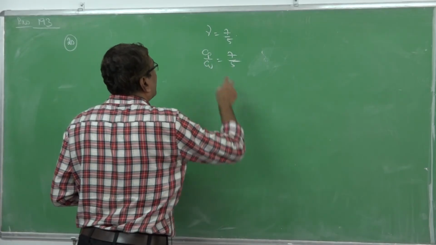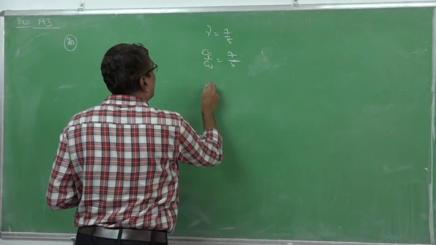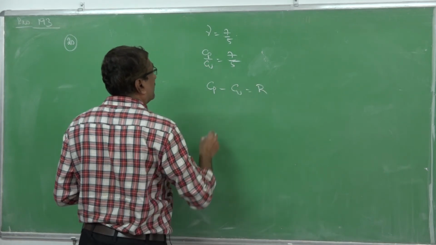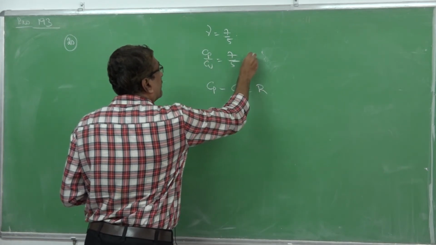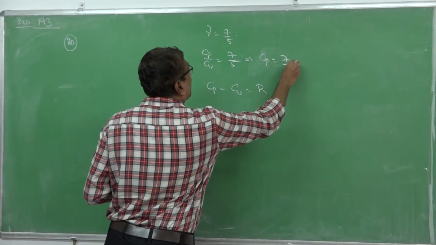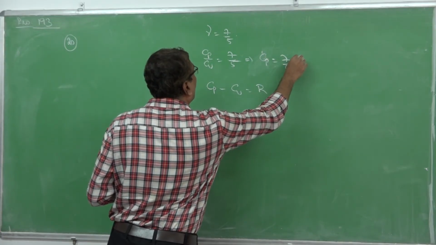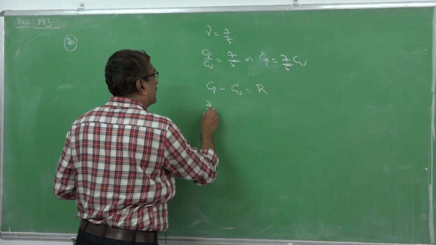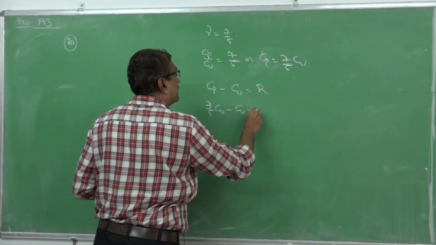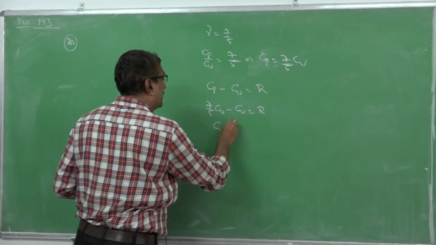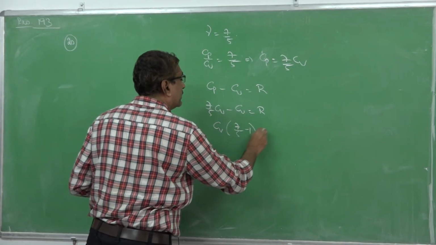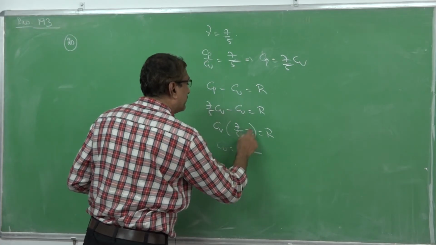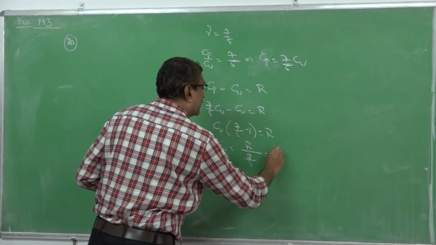Cp by Cv is 7 by 5. But we know Cp minus Cv is R. Now writing Cp in terms of Cv, Cp is equal to 7 by 5 Cv. So 7 by 5 Cv minus Cv is equal to R. Taking Cv common, (7 by 5 minus 1) is equal to R. So Cv is equal to R divided by 2 by 5, that is 5R by 2.